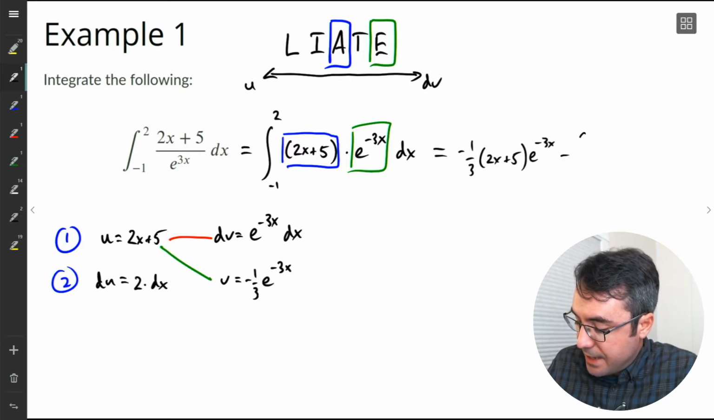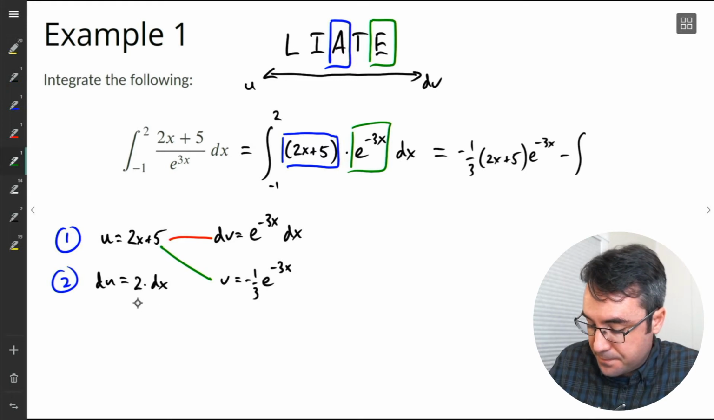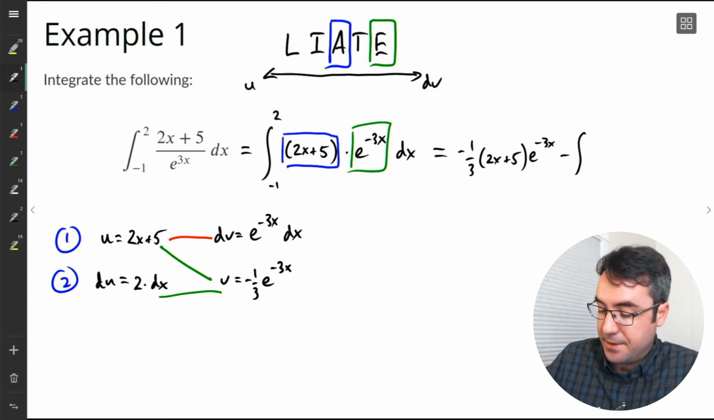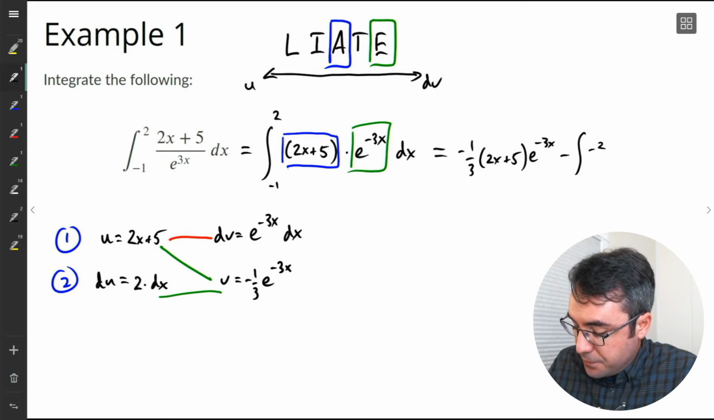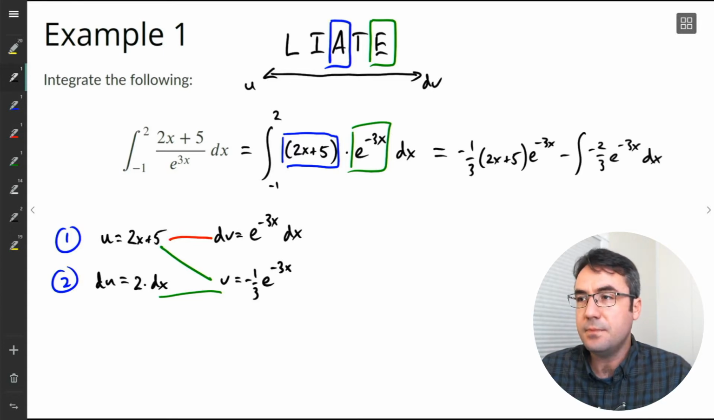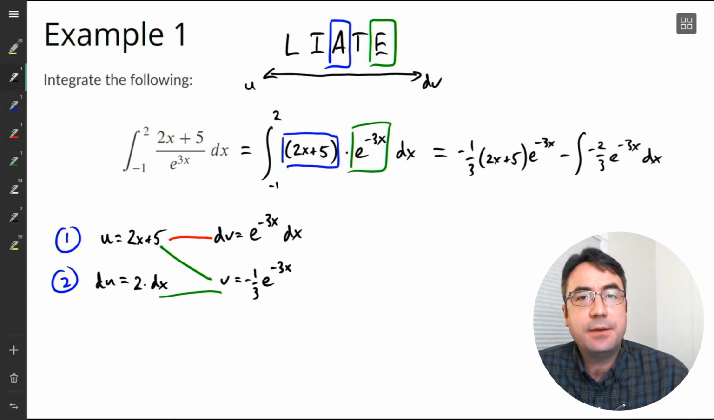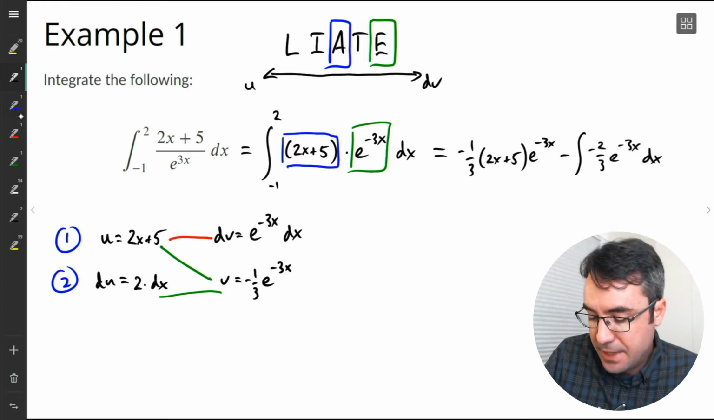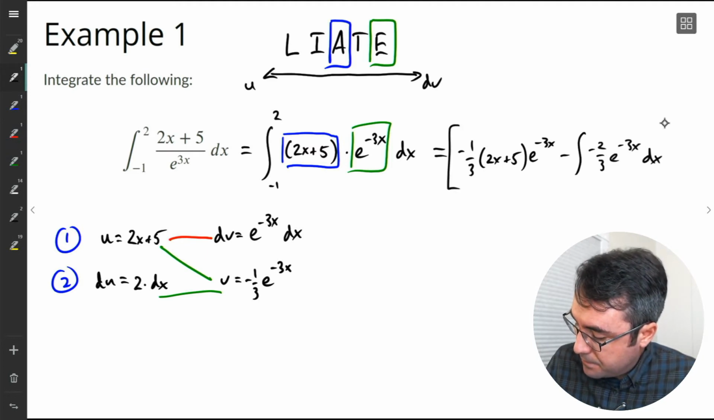And then we subtract and integrate v times du. So we multiply those pieces together. And what do we get when we do that? Well, negative 2/3 e to the negative 3x dx. And that remaining integral isn't too bad. So I'm going to wait until we have all of the integration done, and I'll do the evaluation part of our definite integral at the end. I'm going to save my evaluation until the end.